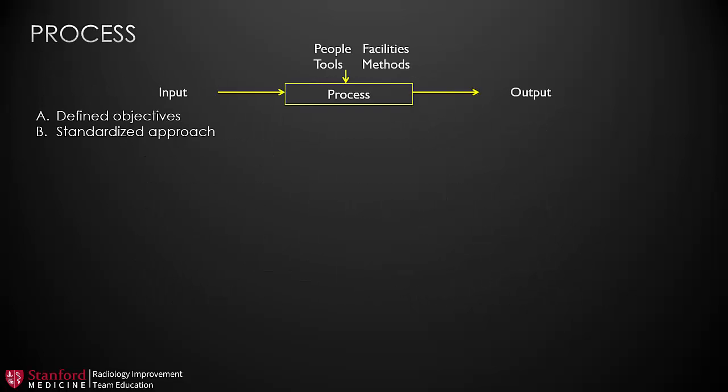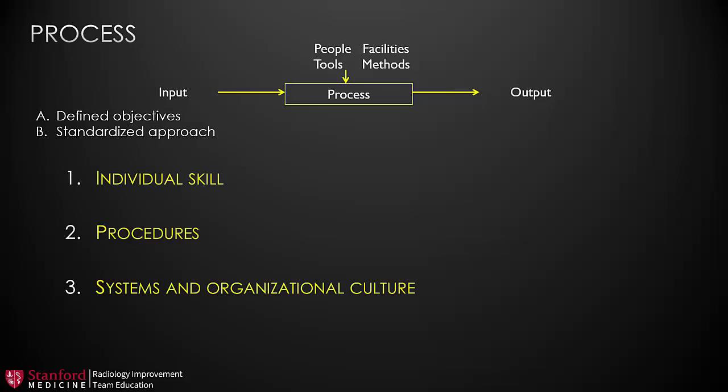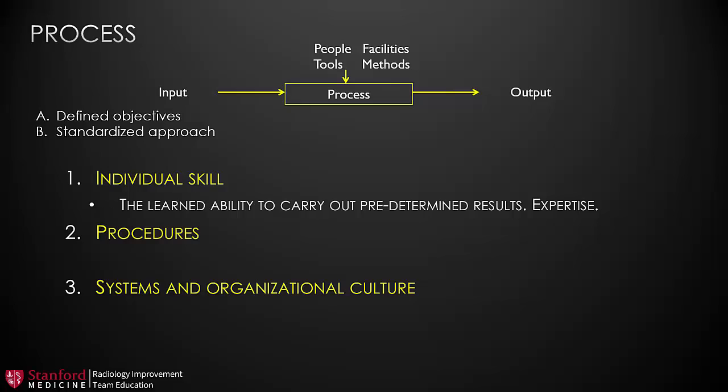As we've discussed, some processes are more reliable than others. In general, there are 3 ways you can improve reliability: by relying on individual skill, procedures, and systems and organizational culture. By individual skill, we mean the learned ability to carry out predetermined results. This is expertise.